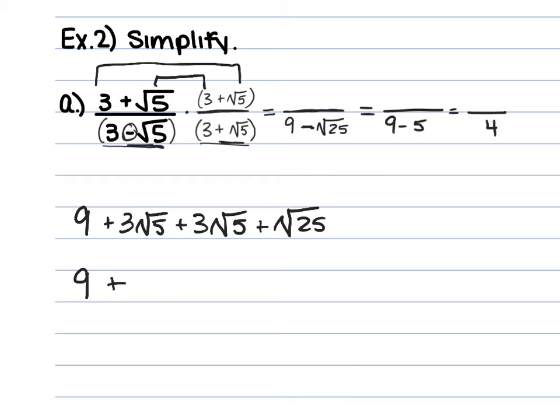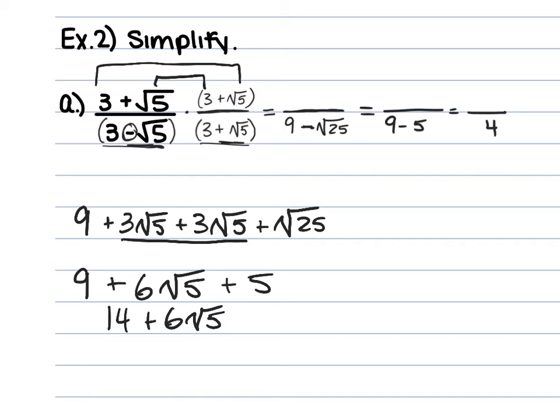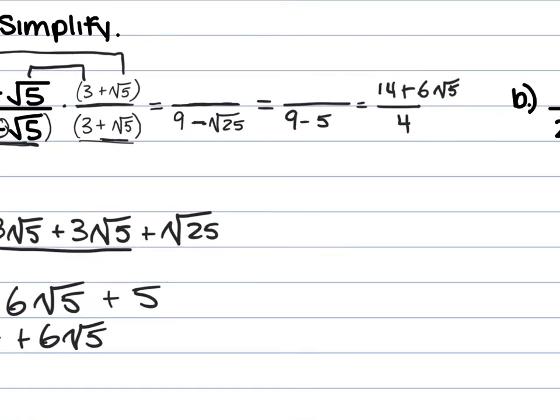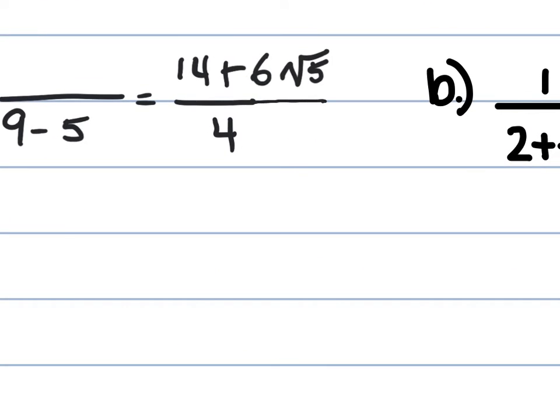9 plus 6 square root of 5 plus 5. And then 9 plus 5 is 14. Okay, so we get 14 plus 6 square root of 5 all over 4. But I wish I could say that we were done, but there's still one more problem, and we're going to fix that here in just a second. There's only one more thing to do. I'm going to clean this up a little bit.